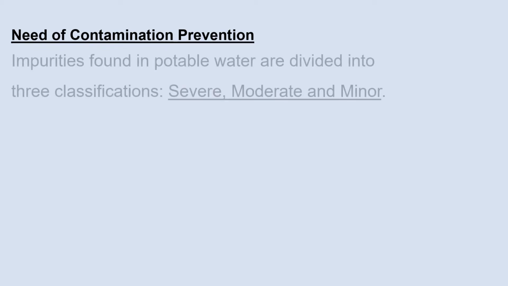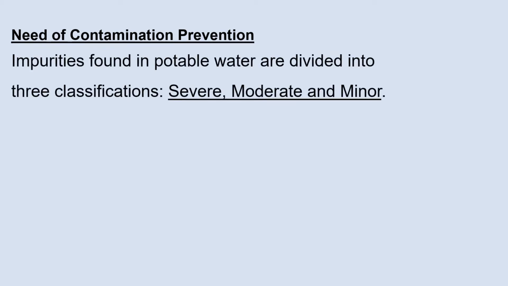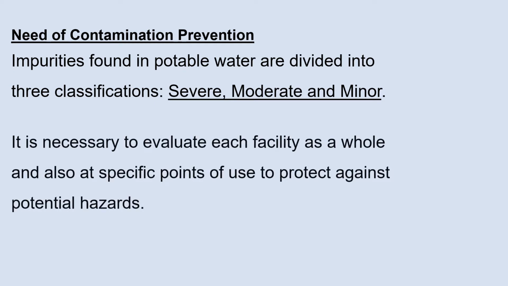The need of contamination prevention. Impurities found in potable water are divided into three classifications: severe, moderate, and minor. It is necessary to evaluate each facility as a whole and also at specific points of use to protect against potential hazards.